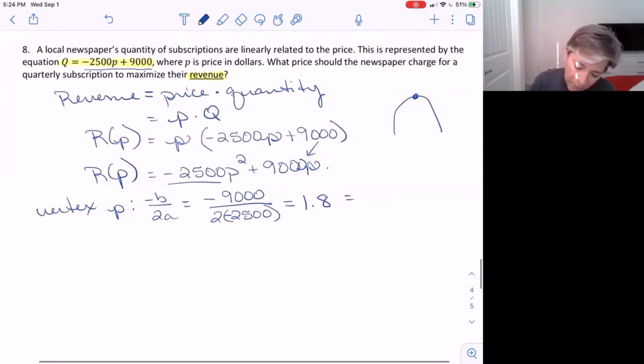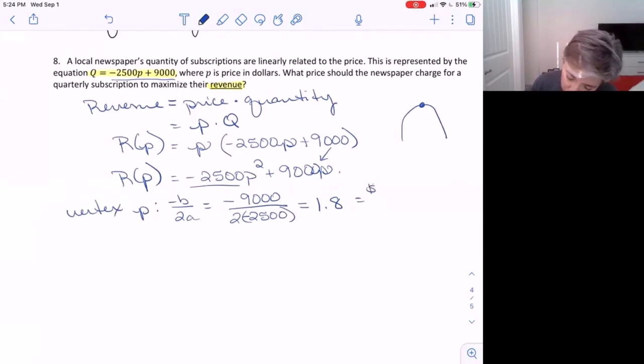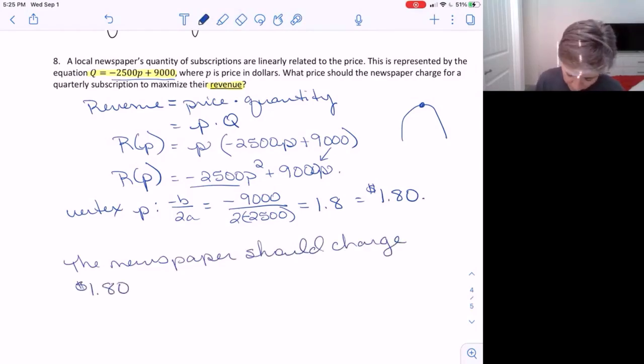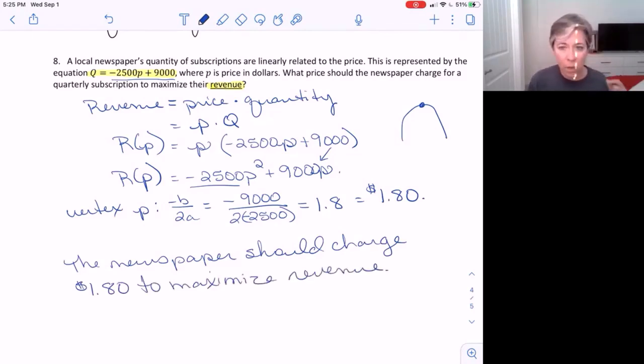And if the P is in dollars, then it would be $1.80. So the newspaper should charge $1.80 to maximize revenue. They did not ask us what that maximum revenue would be. They just wanted to know what they should charge. Okay? So that's what they mean by asking for the price. What price should the newspaper charge?